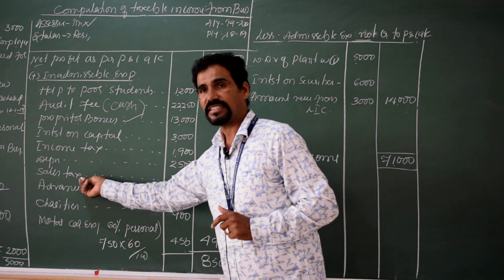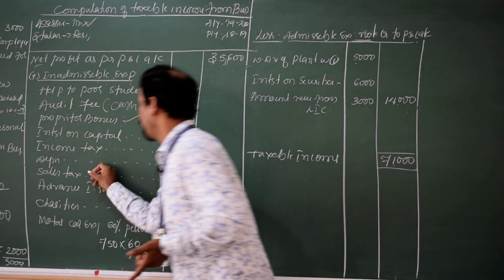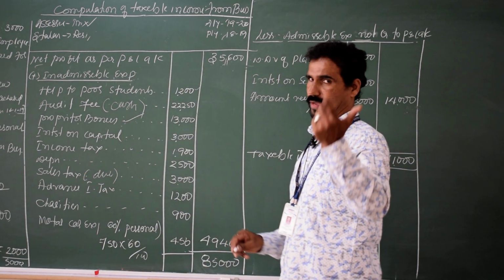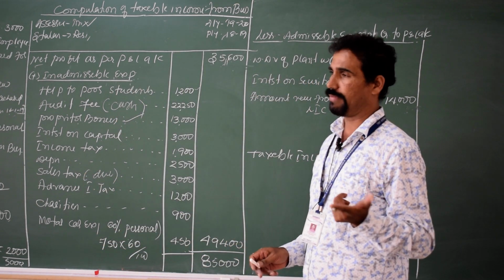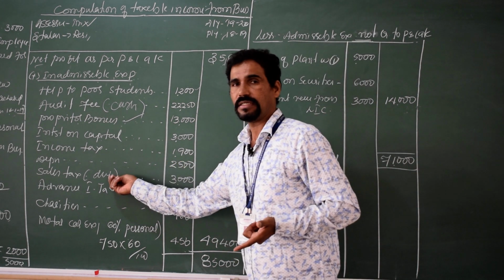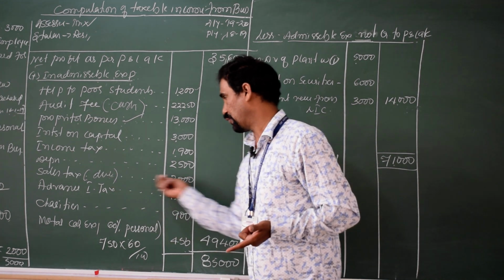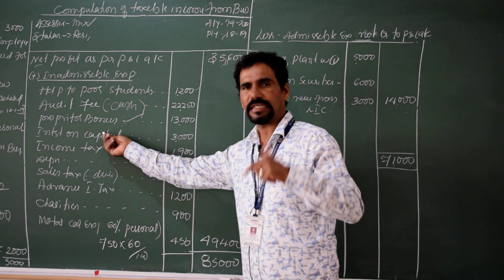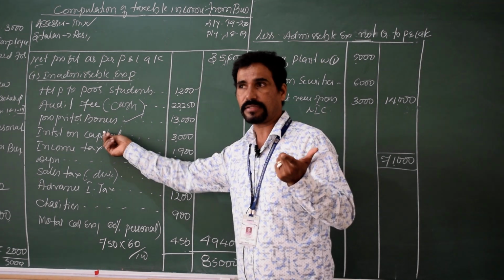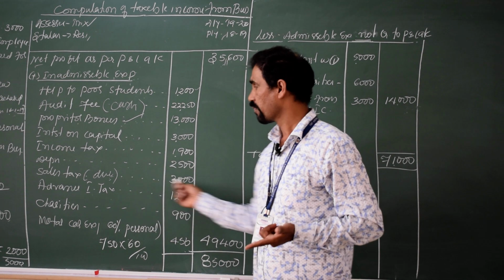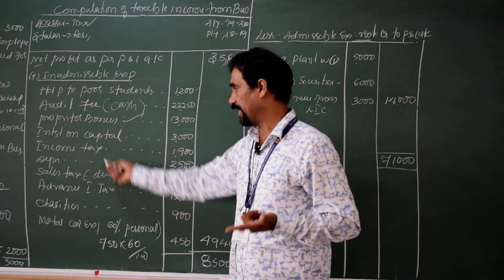Next, sales tax due. Once we pay the sales tax, no problem, but when it is still due, before the due date, it is not a business expenditure. Next, advance income tax. Whether it is income tax, advance income tax, or recovery of income tax, it is not a business expenditure, it goes to the authority.